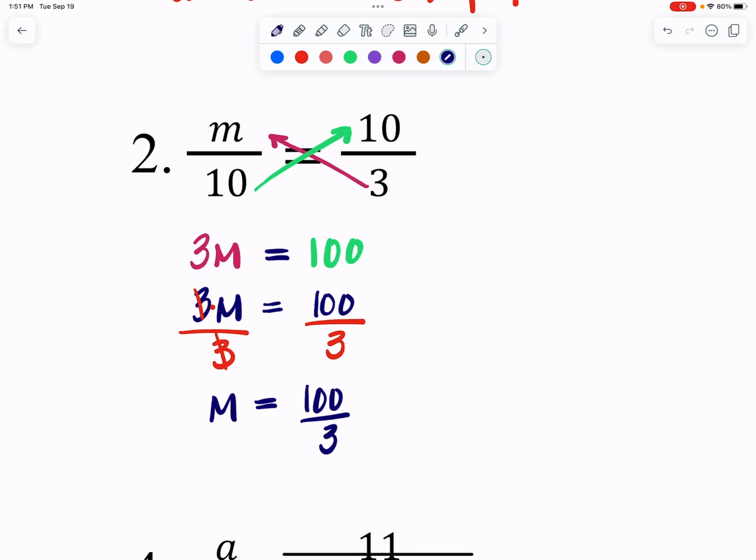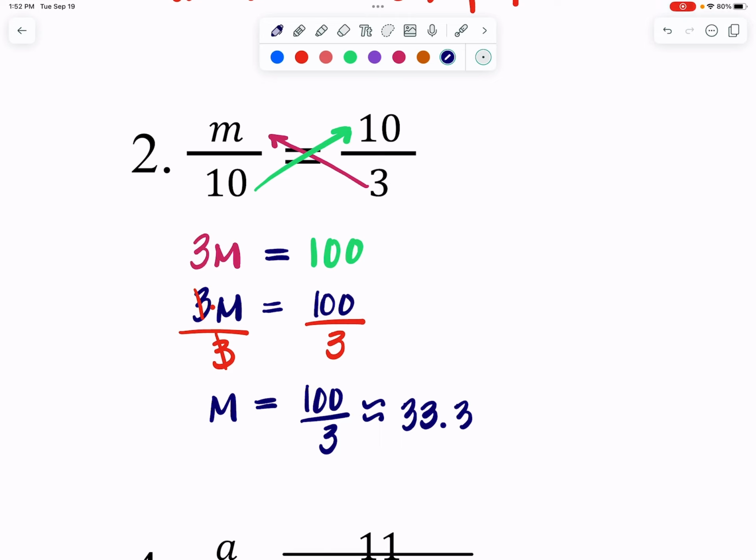100/3 for m. And some of you are thinking, but Ms. Graham, we started out with a ratio and we wanted a proportion. How could I possibly have a fraction inside my proportion? Well, we could change our 100/3 to a decimal approximation, we would end up with 33.3.